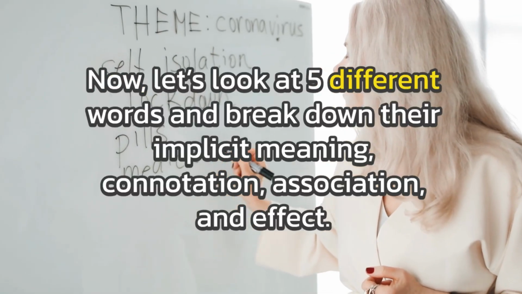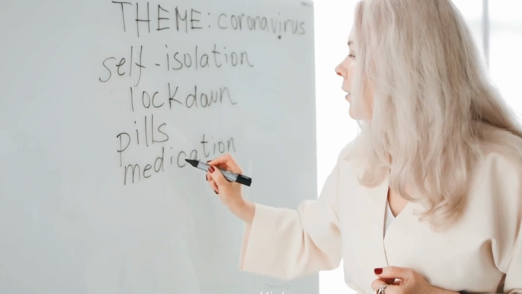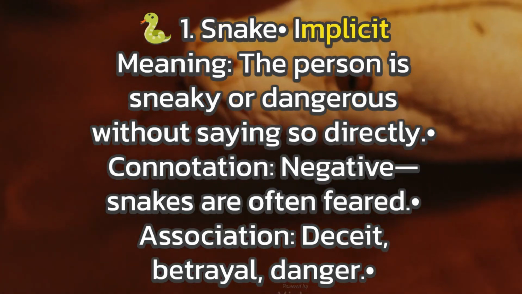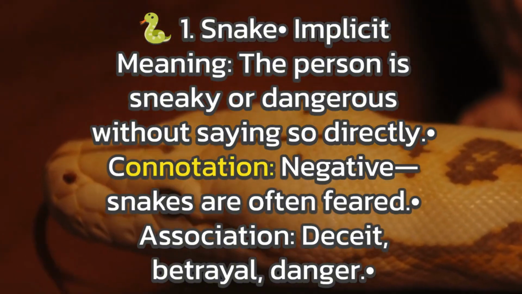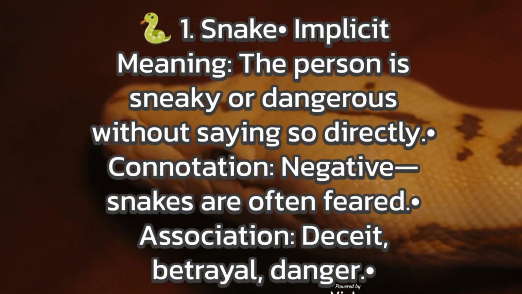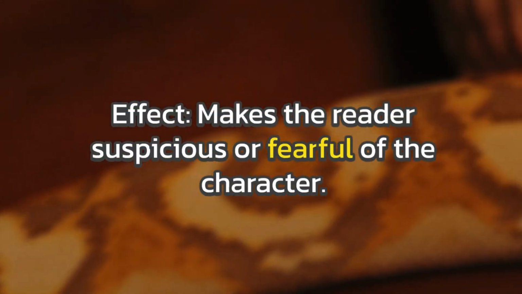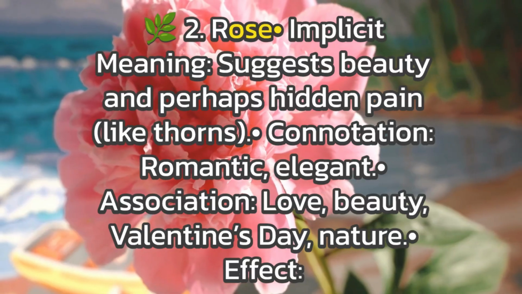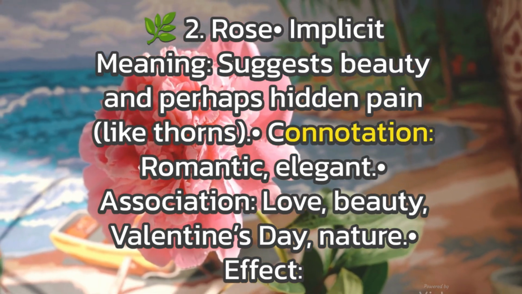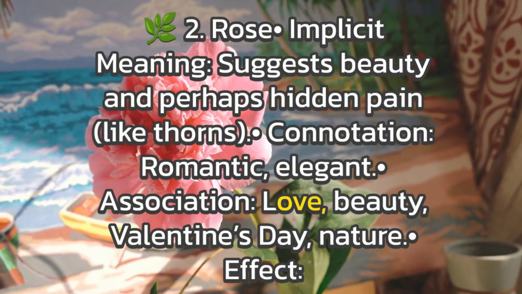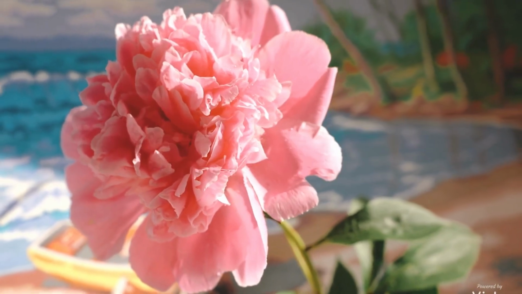Now, let's look at 5 different words and break down their implicit meaning, connotation, association, and effect. 1. Snake. Implicit meaning: the person is sneaky or dangerous without saying so directly. Connotation: negative. Snakes are often feared. Association: deceit, betrayal, danger. Effect: makes the reader suspicious or fearful of the character. 2. Rose. Implicit meaning: suggests beauty and perhaps hidden pain, like thorns. Connotation: romantic, elegant. Association: love, beauty, Valentine's Day, nature. Effect: creates a soft, romantic, or emotional tone.